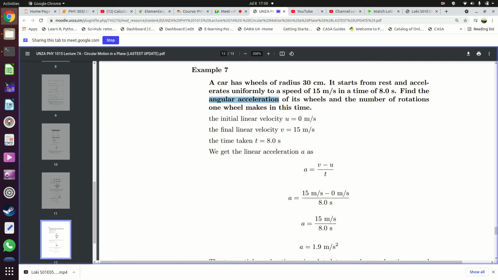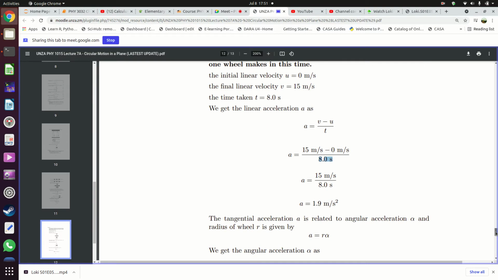So here, the linear acceleration a is equal to the final velocity minus the initial velocity divided by the time. Our final velocity is 15 meters per second. Our initial velocity is 0 meters per second, and the amount of time it takes our car to move from 0 to 15 is 8 seconds. So you substitute: a equals 15 meters per second minus 0 meters per second divided by 8 seconds. And that's going to be a equals 15 meters per second divided by 8 seconds. You end up having a equals 1.9 meters per second squared. This is naturally what you do.